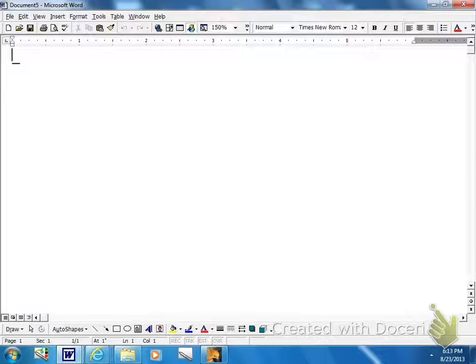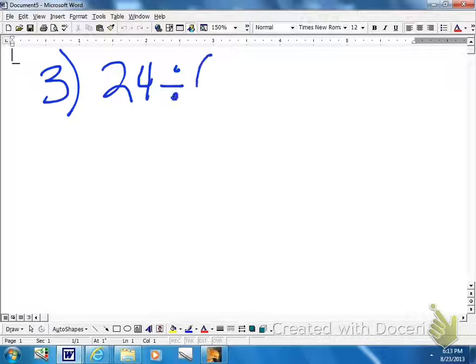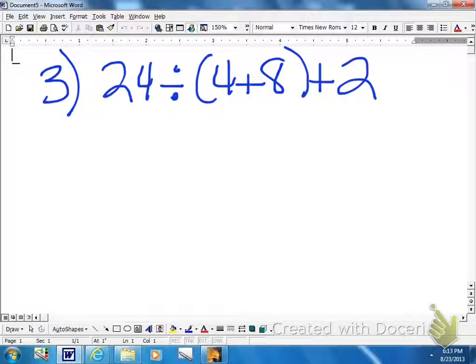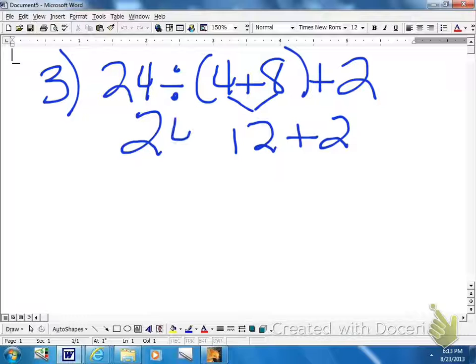Number 3. Remember, pause me. 24 divided by, in parentheses, 4 plus 8, plus 2. Pause and solve this. Alright, when you come back, you'll see that first thing you do are your parentheses. 4 plus 8 is 12. Bring down the rest of your problem. Don't forget this little plus 2 over here, or the 24 and the divided by. So now I have 24 divided by 12 plus 2.